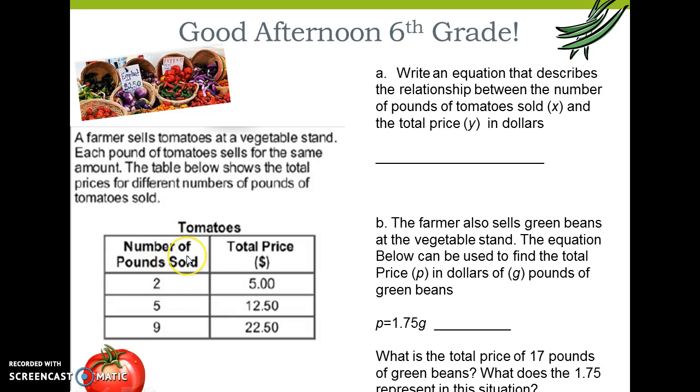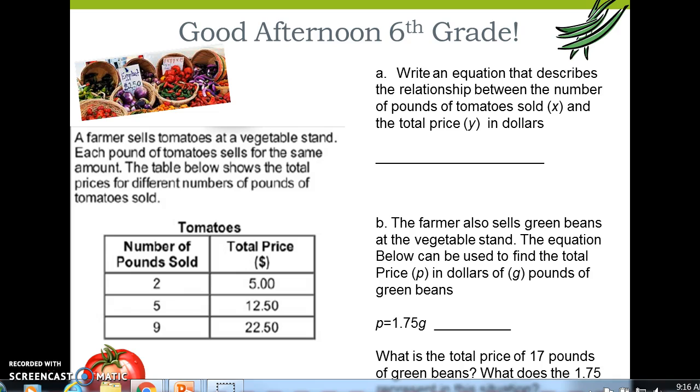Okay, so if we looked at this first option here, we have 2 pounds and our total price is $5. What we really want to look for is if 2 pounds costs $5, what does 1 pound cost? And then how can we write an equation so that we can plug any number of pounds sold in and be able to determine the price in dollars? Okay, so I hope you have a piece of scratch paper out.